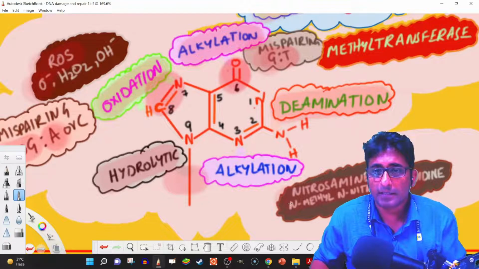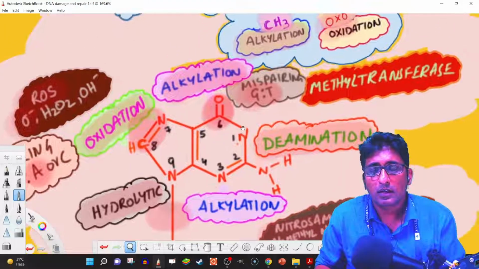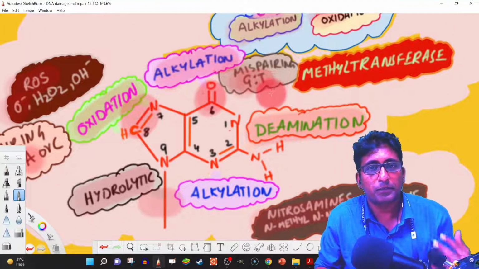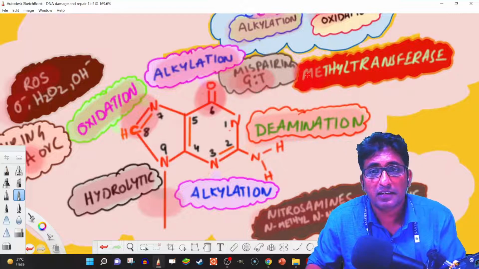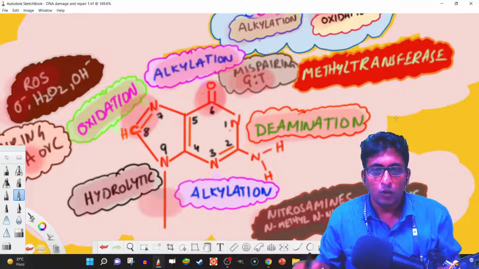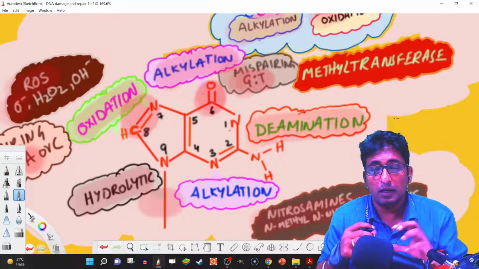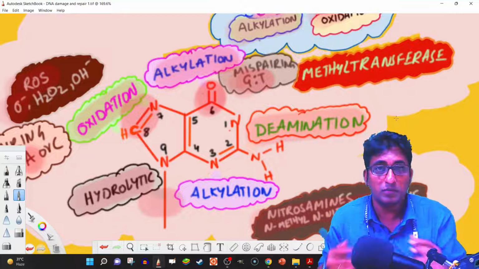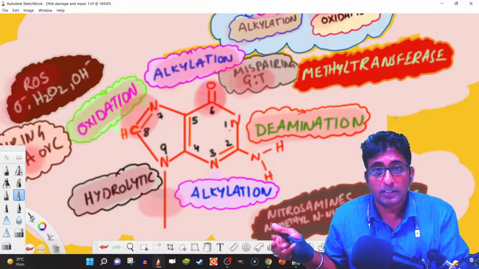Say, for example, in this case of alkylation, assume that an alkylation has happened in this position, because of which mispairing occurs, G is base pairing with T. There are enzymes called methyltransferases which bind to these alkylated nitrogenous bases and transfer the methyl group onto themselves, and then go get degraded.